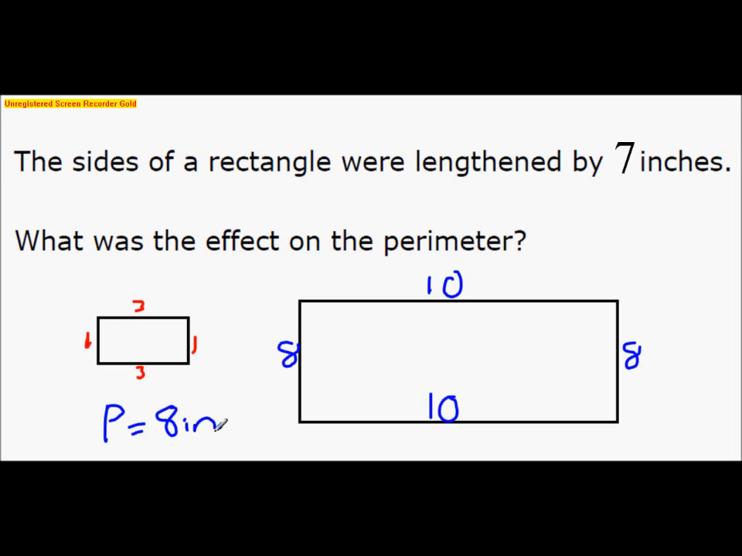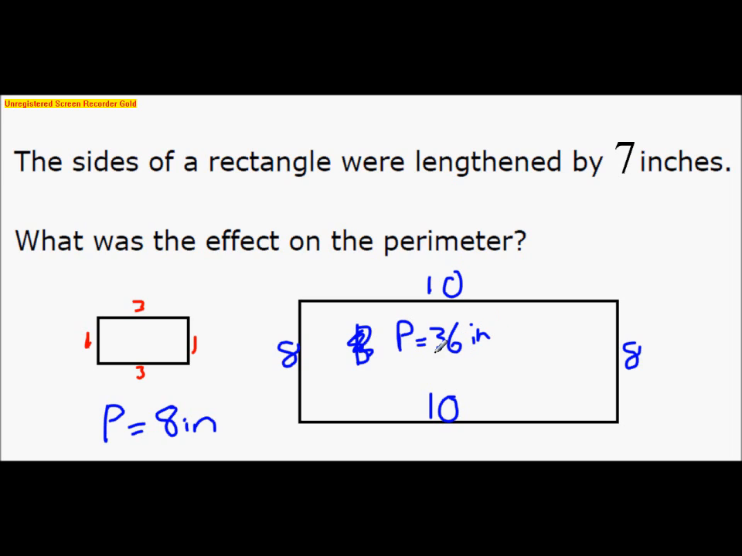Alright, and then over here, again, same thing. Perimeter is the distance around. So if I were to measure, I would go 8 inches plus 10 inches plus 8 inches plus 10 inches, and I'm all the way around. And so that'd be a total of 36 inches. So the perimeter would be 36 inches.